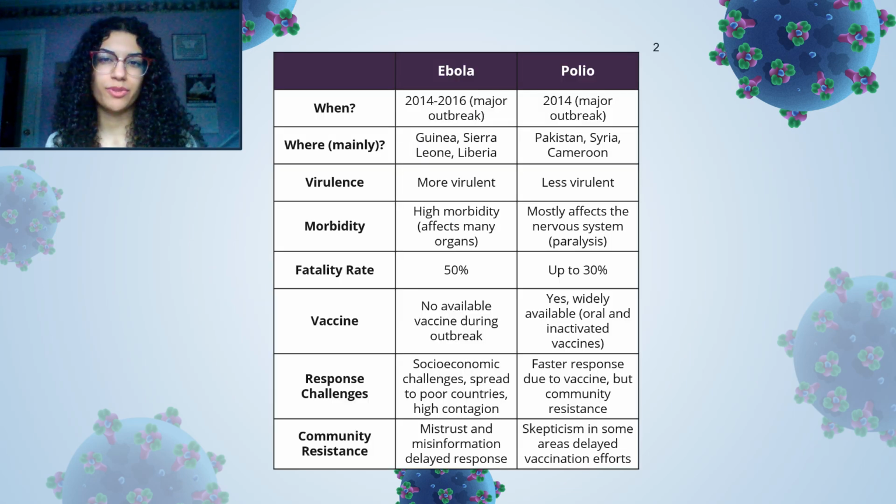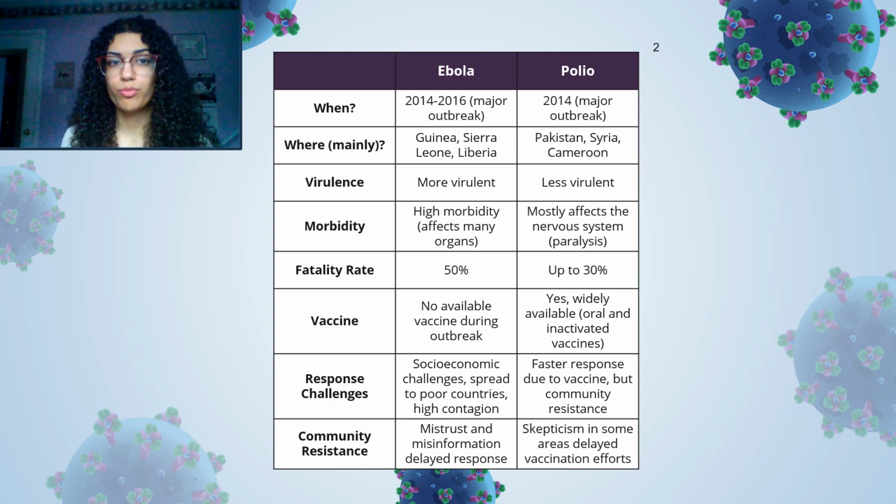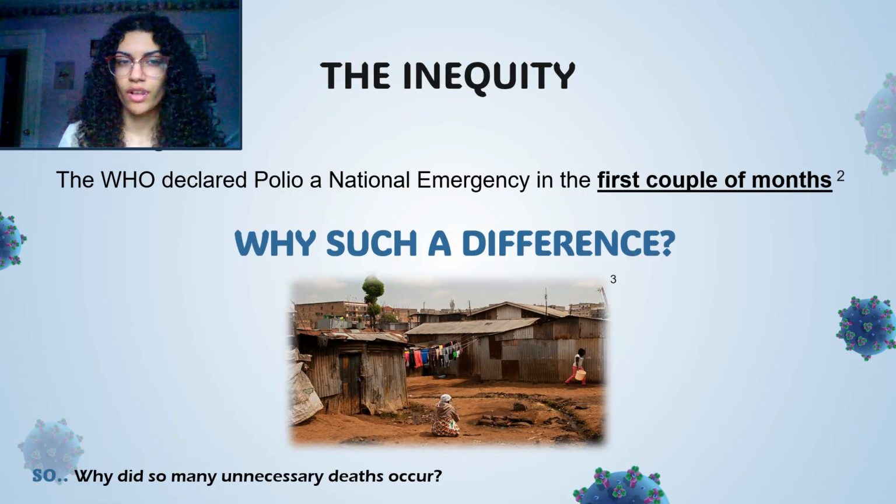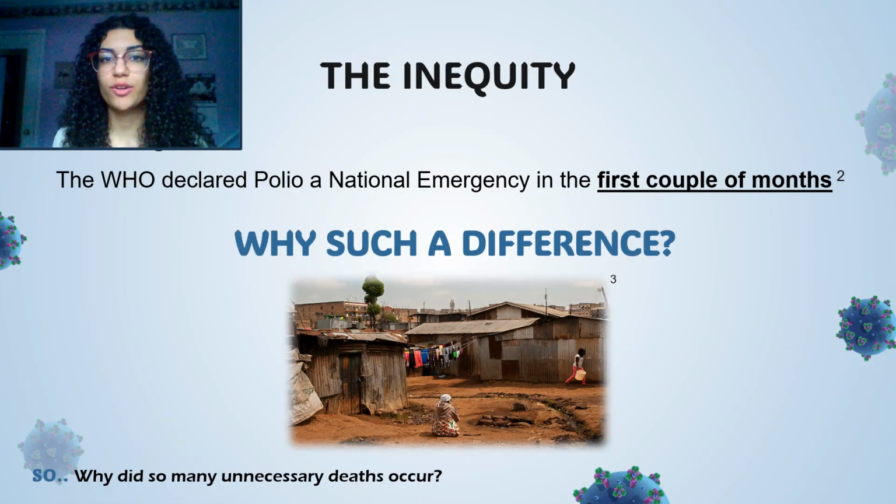The diagram outlines some of the key differences between polio and Ebola. As you can see, the outbreaks both involved community resistance, but polio was far more under control. This can be explained by polio being less virulent, but the World Health Organization quickly declared polio a national emergency in the first couple of months, despite it being known to be much less fatal than Ebola. So why was there such a difference? Well, polio spread to developed nations.